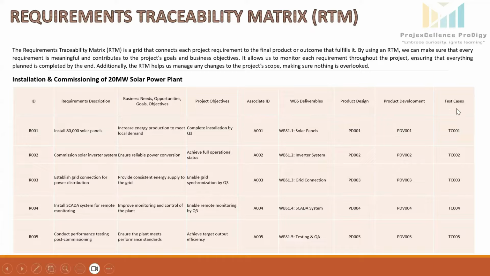The last column shown here is test cases. It specifies the test cases that will verify the requirement has been fulfilled. So TC001 might involve testing the installation process to ensure that all 80,000 solar panels are correctly installed and operational. That's how we mention all the requirements in this RTM grid, and it is continuously updated throughout the project lifecycle.